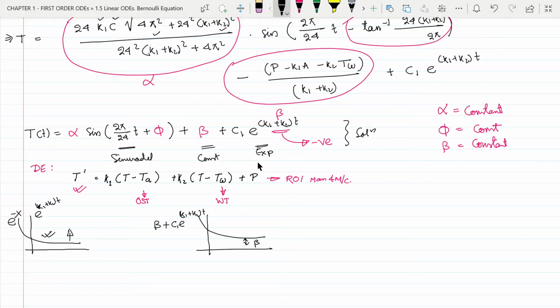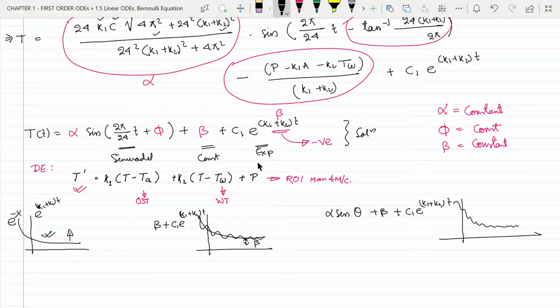Now next, let us see what would happen if we add the sinusoidal term to it. The effect of the sinusoidal term will be that the value would oscillate about the previous graph. So if we add alpha sine theta, letting this inside term be theta, then alpha sine theta plus beta plus c1 e to the power k1 plus k2 t, the graph would look something like this.